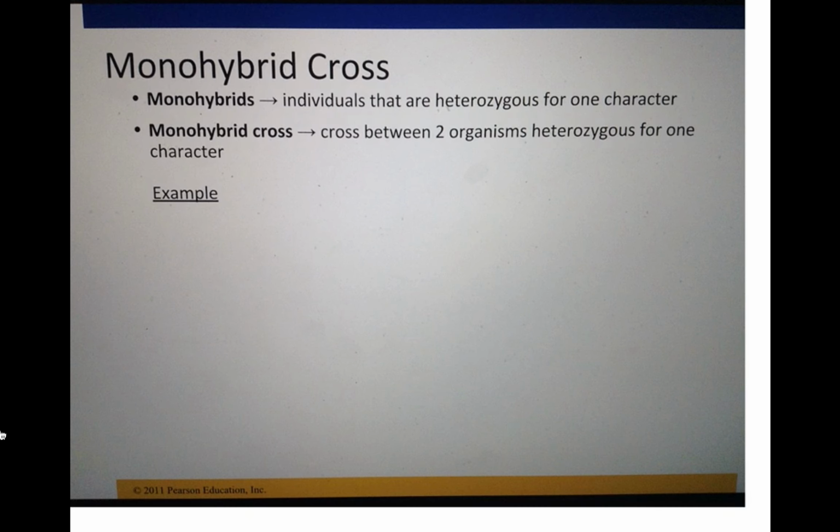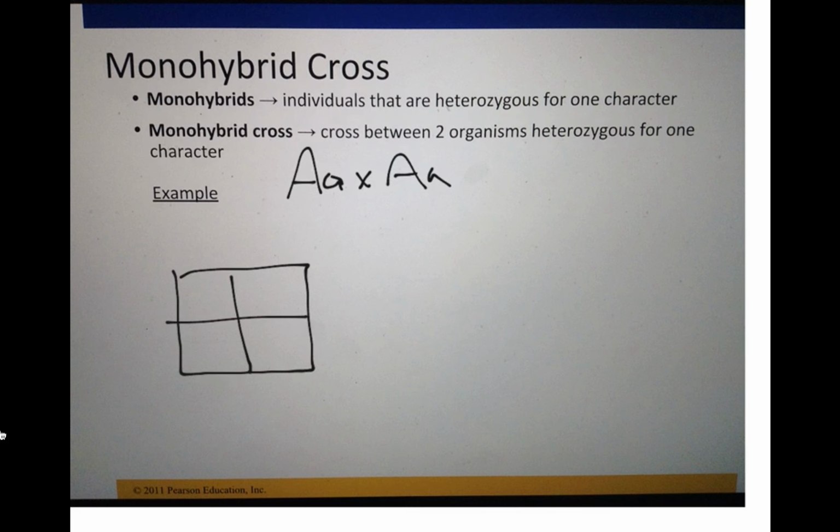And when we're doing some of these crosses, there's a couple of ways to talk about it to determine what we're actually crossing. A monohybrid cross is where we cross 2 individuals that are heterozygous for one character, meaning they both have different alleles for their character. So it would be like if we crossed capital A lowercase a with another capital A lowercase a. They're both heterozygous for their trait. Now let's do an example in a Punnett square. Monohybrid, meaning one trait, so an individual that is heterozygous for one trait crossed with another.